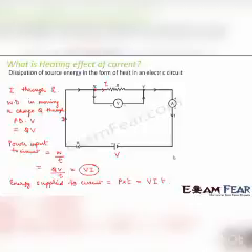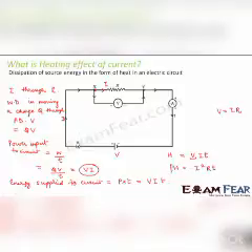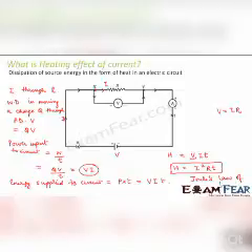So how much is the heat dissipated? Heat dissipated H is equal to VIT. Now from Ohm's law, we know that V is equal to IR. So we can put V is equal to IR, and we get H is equal to I square RT. This is known as Joule's law of heating. This is called Joule's law of heating.